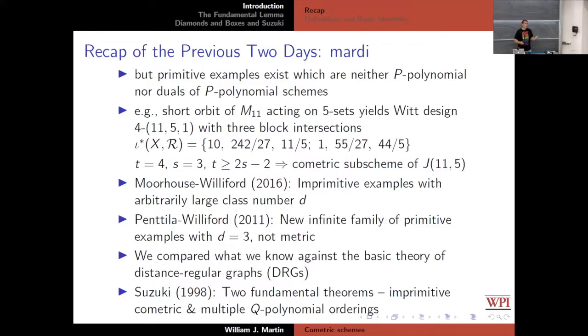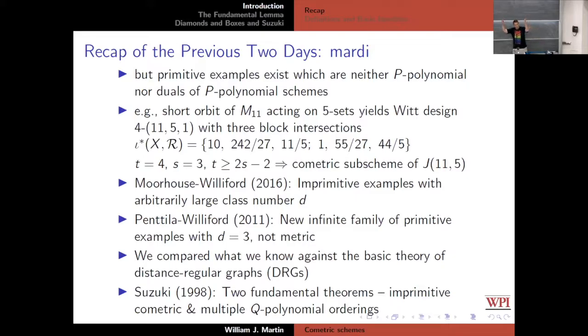But the smallest Q-polynomial example that I know of that's not P-polynomial is just the blocks of the small Witt design. So if you take the small Witt design, it's a 4 design, so you have a bunch of 5 subsets of an 11 set with the property that every 4 set is in a unique one of them. And so the strength T is 4, it's a 4 design, and the number of block intersections S is equal to 3. And there's a standard theorem of Delsarte: if T is at least 2S minus 2, then inside the Johnson scheme, you induce a cometric or a Q-polynomial subscheme.